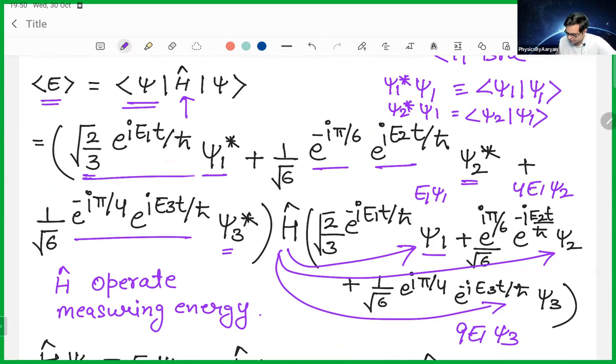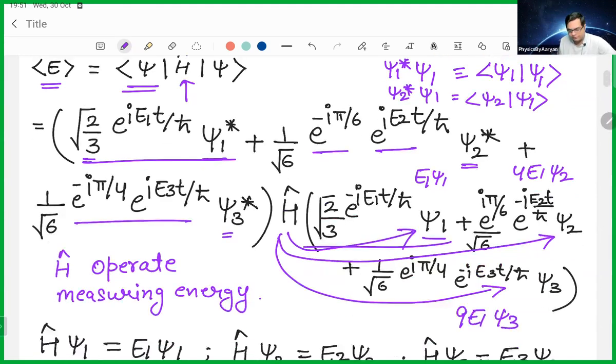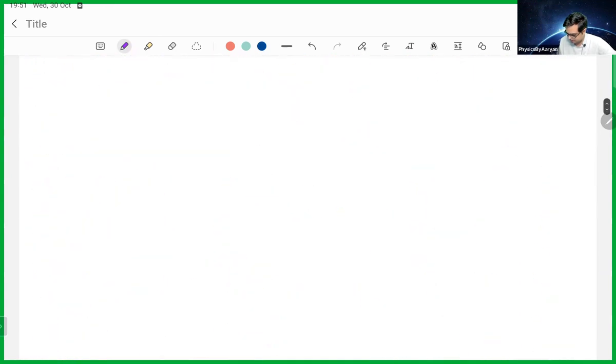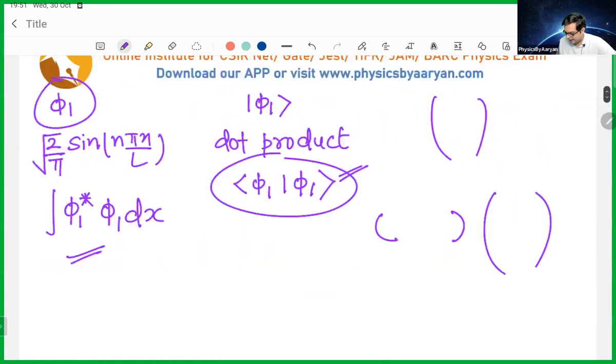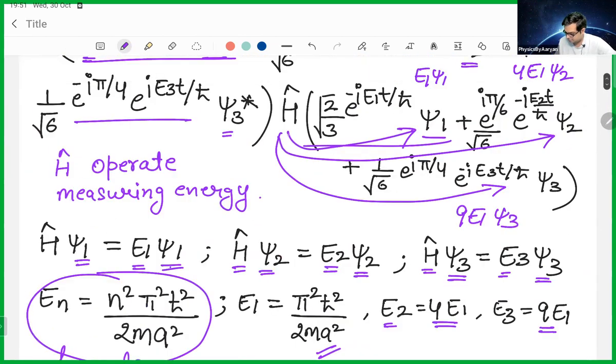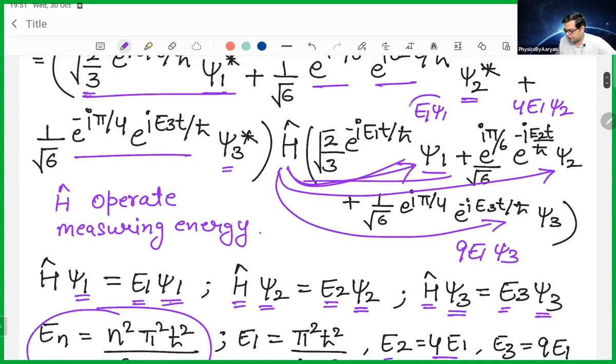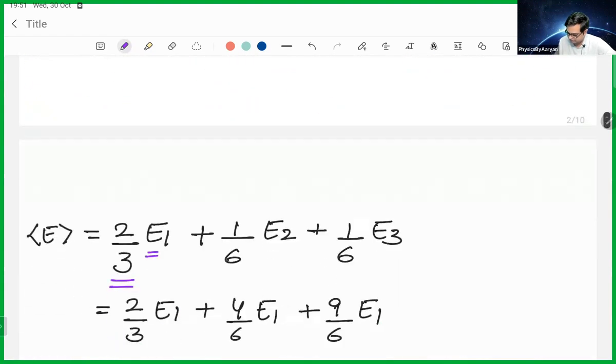So if I multiply the first term with the first term, you see iota and iota will cancel and it will become 1, because e to the power plus and e to the power minus give e to the power 0, and e to the power 0 is 1. Under root 2 by 3 and under root 2 by 3 will give me 2 by 3. Okay? So you can see I am getting 2 by 3. And why are we getting this? Because when H cut operated on this, you got E1 into phi1, and that E1 you are seeing here.